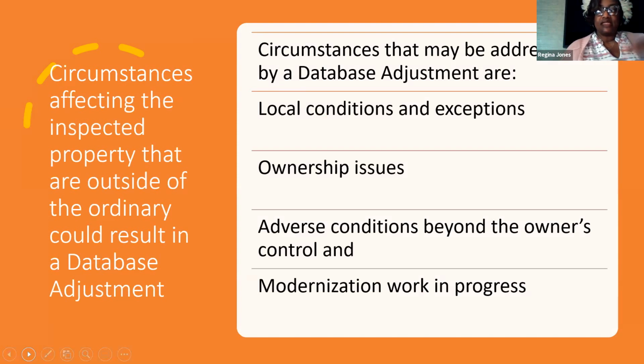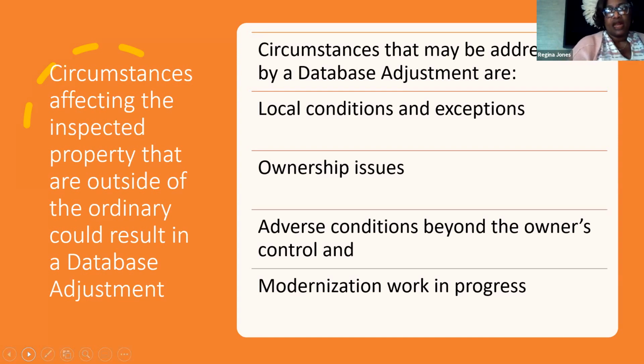Also, there are circumstances that may be addressed by a database adjustment, where there are local conditions and exceptions or ownership issues, things that are outside the ordinary that could result in a database adjustment. You may have adverse conditions beyond the owner's control that may result in a database adjustment, or some type of modernization work in progress that may result in a database adjustment.